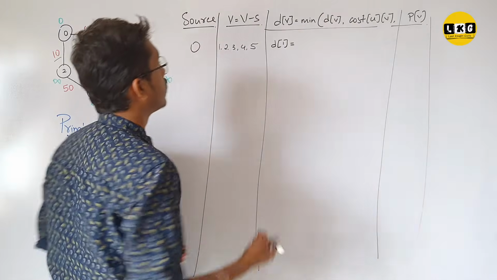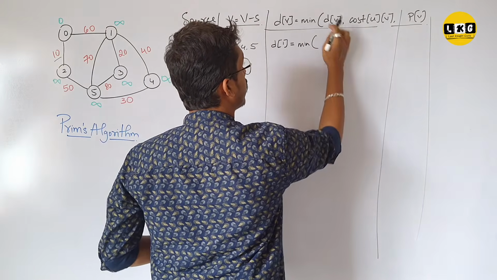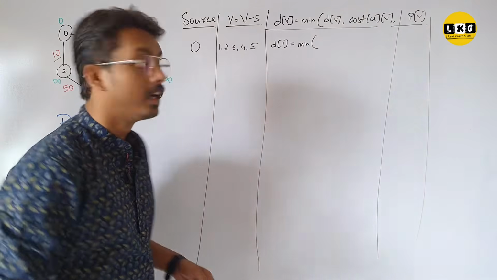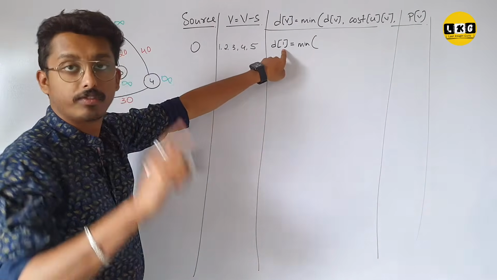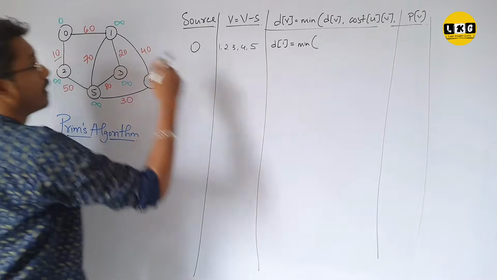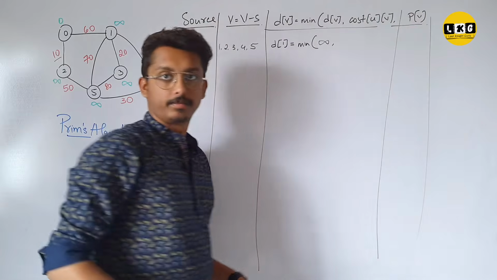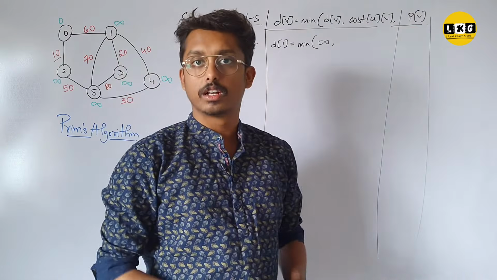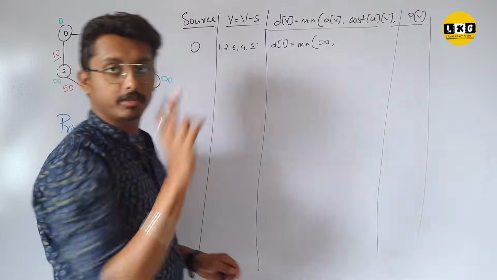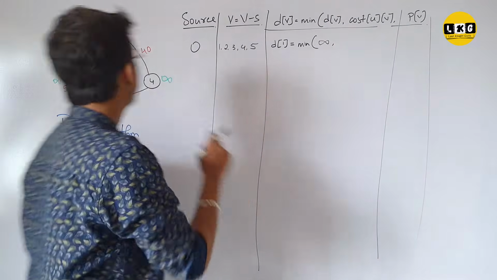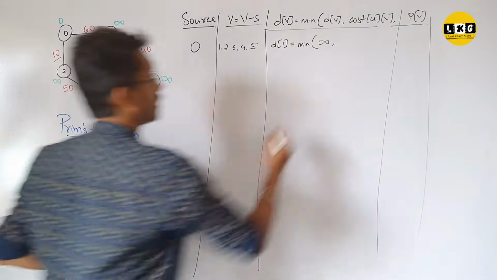D of 1 is equal to minimum of D of V, which is the cost of this node. What is the cost of this node? It is infinity, comma, cost from U to V. What does cost from U to V mean? From source to destination. Which is my source? 0 is my source. Which is my destination? 1 is my destination. From 0 to 1, what is the cost, marked in red marker? Yes, exactly, 60.